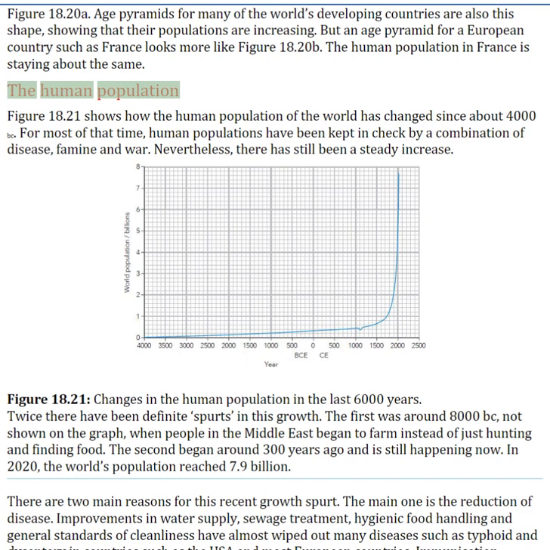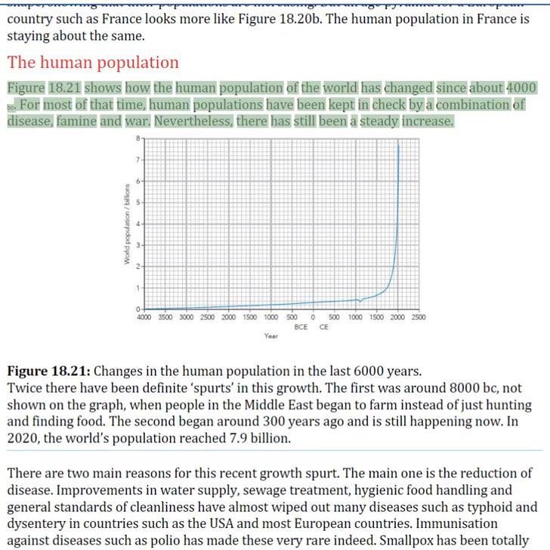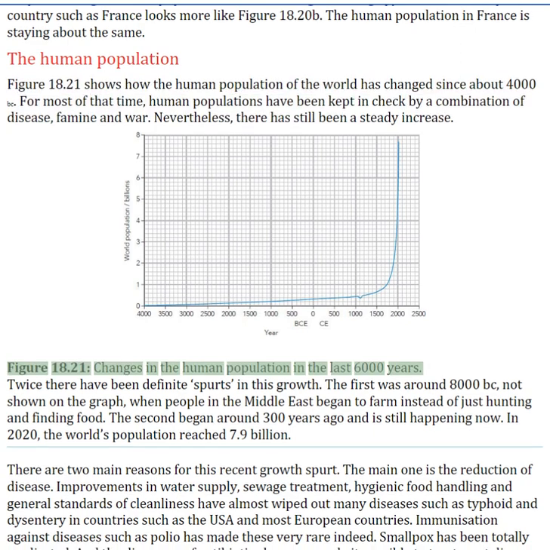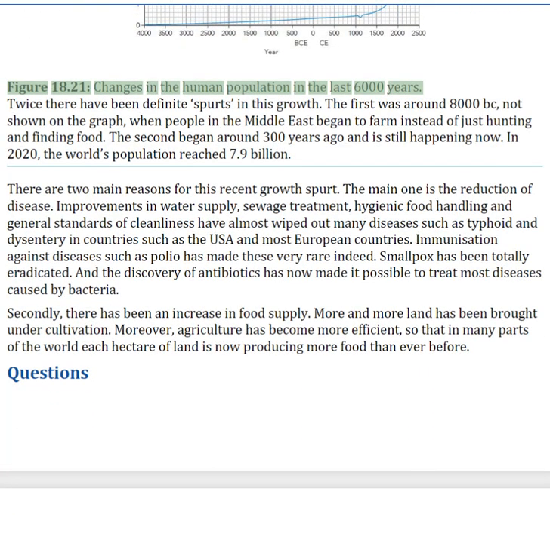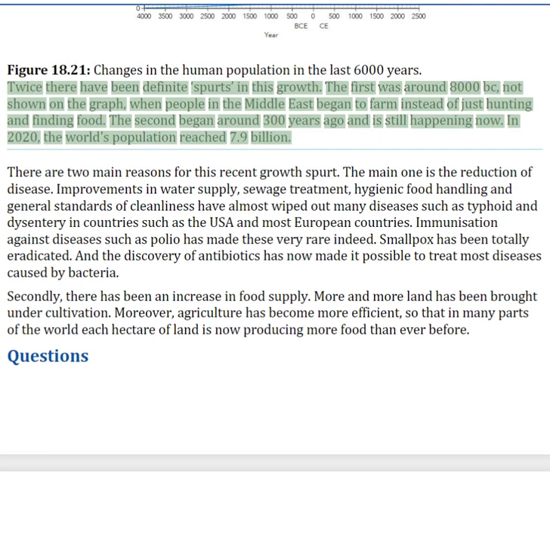The human population. Figure 18.21 shows how the human population of the world has changed since about 4000 BC. For most of that time, human populations have been kept in check by a combination of disease, famine and war. Nevertheless, there has still been a steady increase. Figure 18.21, changes in the human population in the last 6,000 years. Twice there have been definite spurts in this growth.